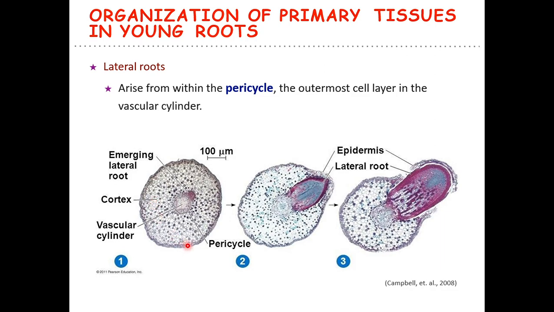As we can see here, this is the cortex and the vascular cylinder, and you can see the structure here is the emerging lateral root. The circular structure here is the pericycle. From here, it will emerge, becoming the lateral root.